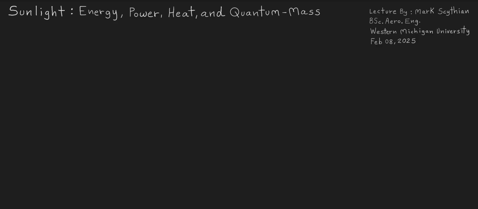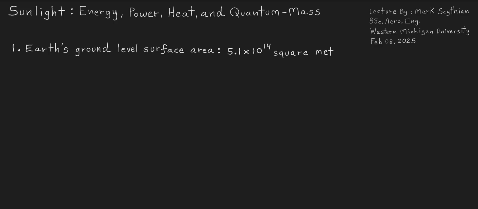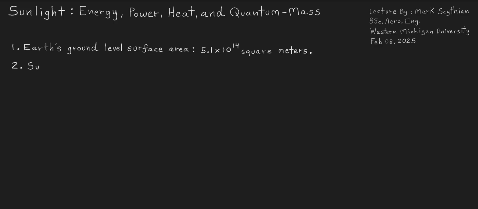This lecture is going to focus on sunlight, its energy, power, heat, and quantum mass upon the Earth. So we can start with the Earth's ground level surface area in square meters, and that is 5.1 times 10 to the 14th power square meters total spherical surface area.